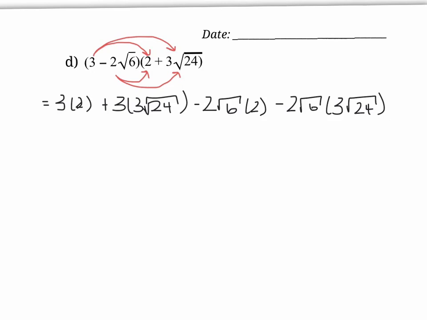All right, so let's finish this off. Let's do the first guy first. The first term is 3 times 2. That one's easy. That's just 6.